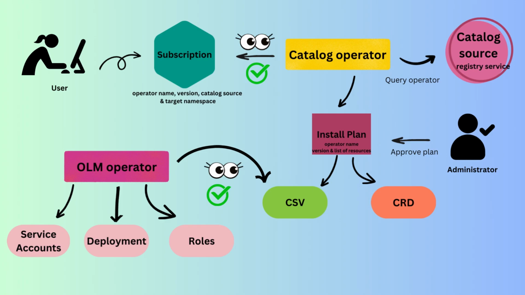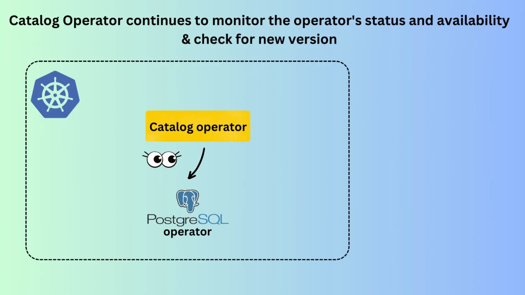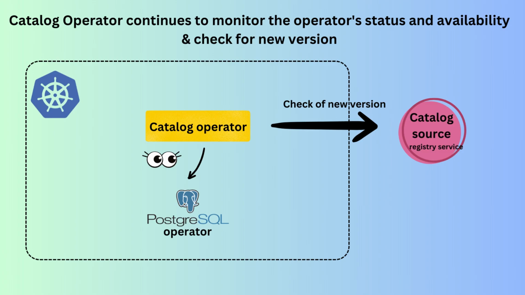After installation, the catalog operator continues to monitor the operator status and availability. If updates or new versions become available in the catalog, it will create an install plan and upgrade the target operators. For subscriptions that are configured with manual approval plan, the install plan will be created and wait for a manual approval to start the upgrade process.